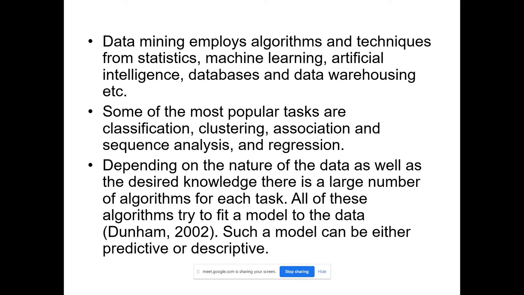In pre-processing, selection, collection, and sampling will come. Depending on the nature, there is a different kind of knowledge. There is a large number of algorithms for each task. All of these algorithms try to fit a model to the data.